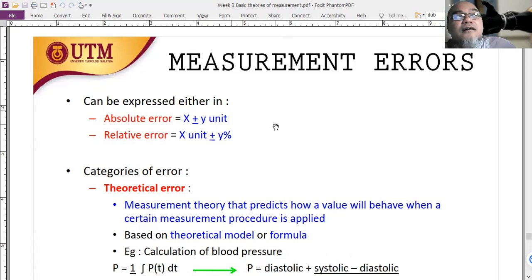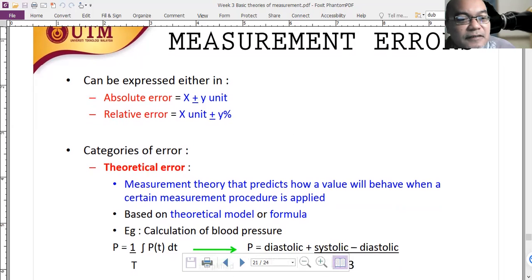For example, the weight standard 0.1 kilogram plus minus, I've given the example also, 0.001 kilogram. Relative error, we can also express in terms of percentage. So for example, if it is 0.1 kilogram and the error is 0.001 kilogram, it means that the percentage error is 1%, right? So we can express that weight standard as 0.1 kilogram plus minus 1%.